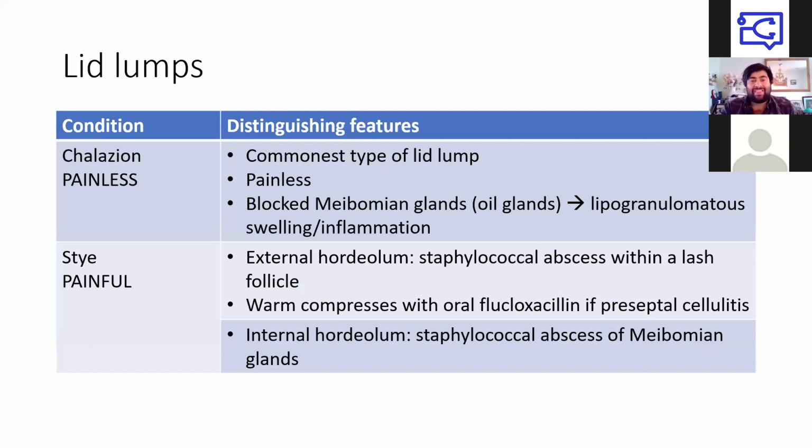But you can also think about oral antibiotics if there is cellulitis of the eyelid, which I'll show you in the next slide. And then the confusing thing for me has always been, there's also an internal hordeolum, which is not blockage of a meibomian gland like in a chalazion, but infection of a meibomian gland. So it's kind of a sty too, but I would say the most important differential is chalazion painless, sty painful. One is a blockage of a meibomian gland. One is a staphylococcal infection of a lash follicle.